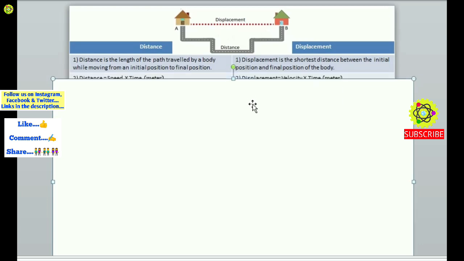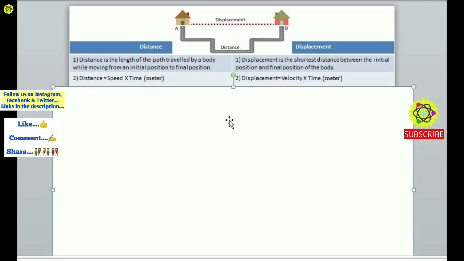Next is the formula. The formula for distance is equal to speed into time, and it is measured in meter. Now the displacement formula is velocity into time, and it is measured in meter.